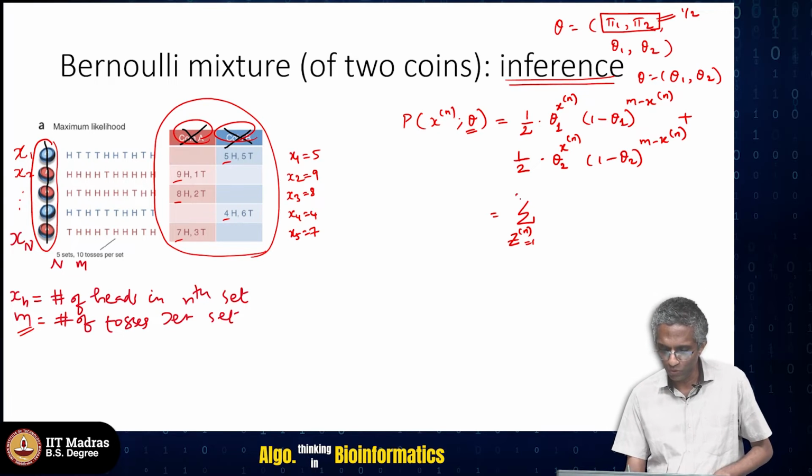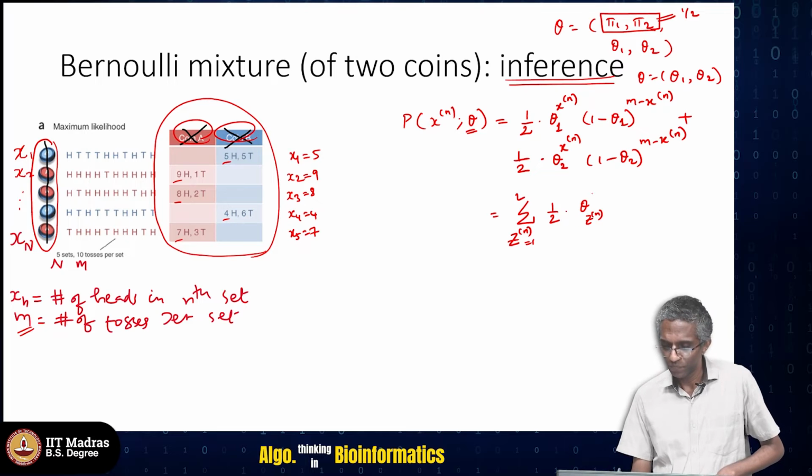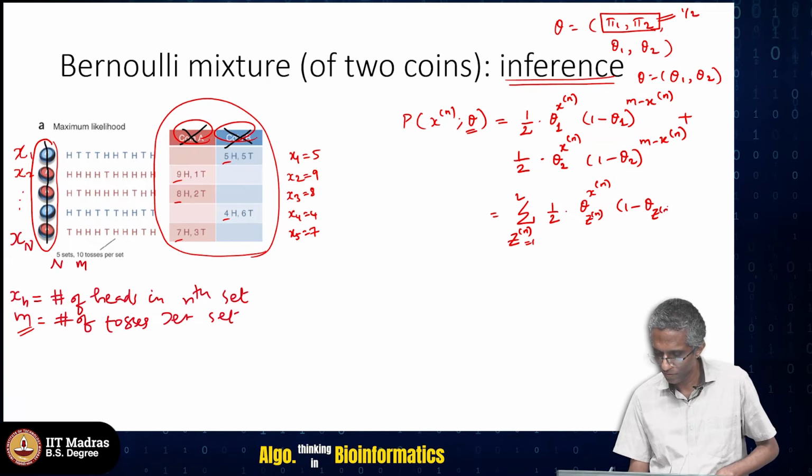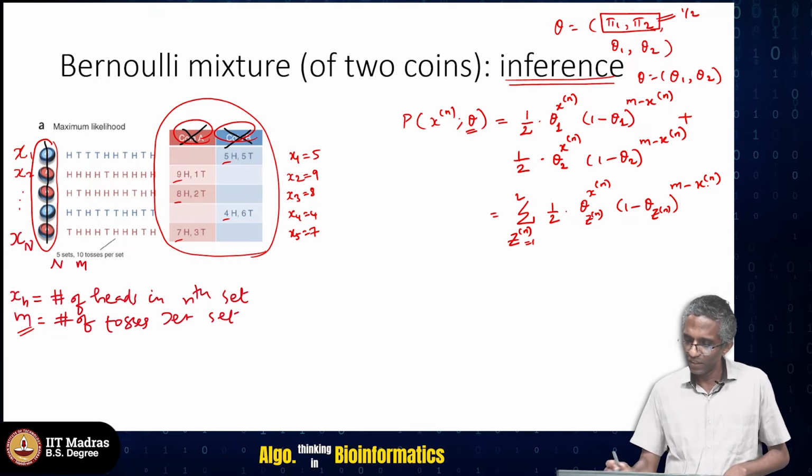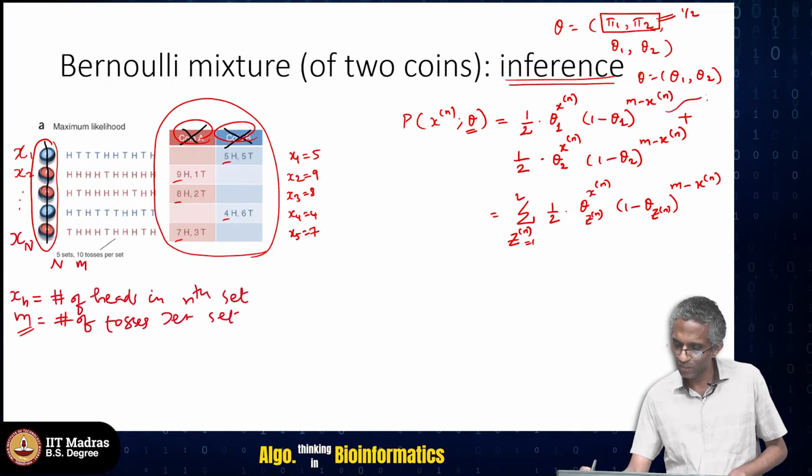And you can simply write it down as a sum over Zn, where Zn goes from 1 to 2 for the 2 coins, half probability for the coin to be selected, and then you have theta Zn probability for generating each of your xn heads, and then 1 minus theta Zn for all the tails, m minus xn. So this is your marginal probability, and this term is term 1 and this term is term 2.